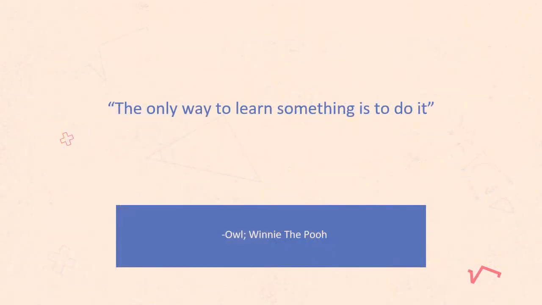Before we begin, there's a wonderful quote that Owl from Winnie the Pooh said. He said, "The only way to learn something is to do it." You should keep this in mind while moving forward.